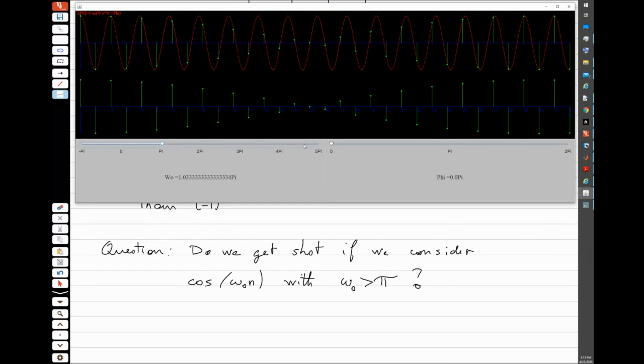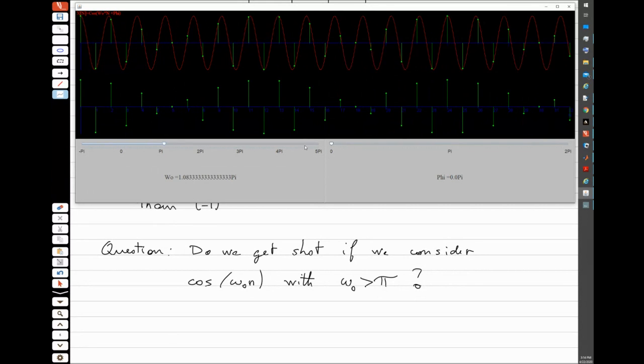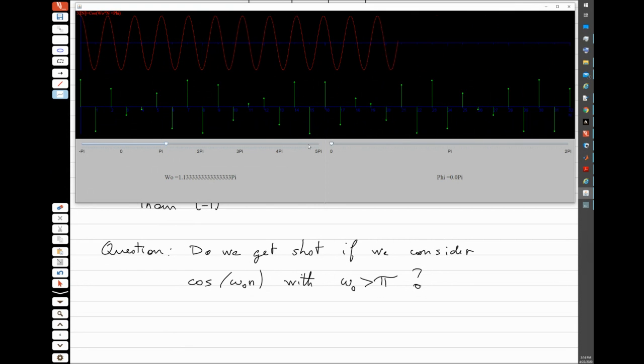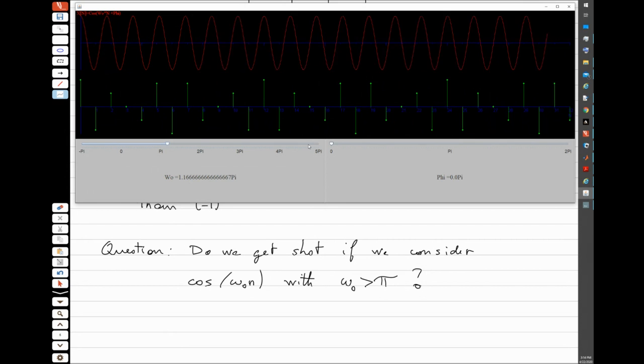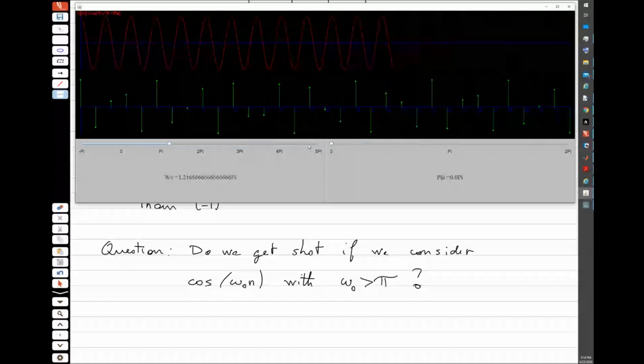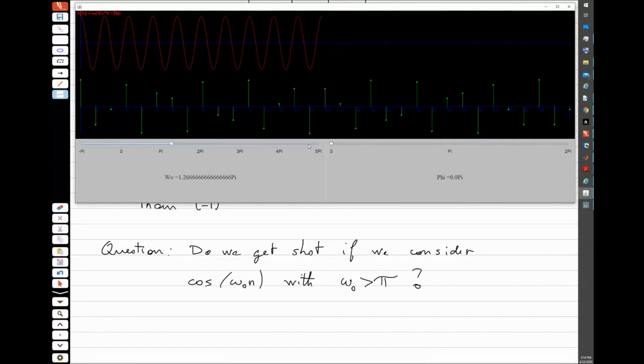I'm going to click. Ah, I'm still alive. Now, did you see the red curve, observe the red curve. It does oscillate faster, right? Now, cosine omega naught n is still calculated normally. There's no cheating. It's oscillating faster, right? And now the green, I no longer know what's happening to the green.